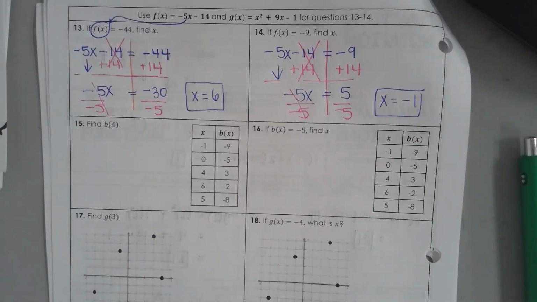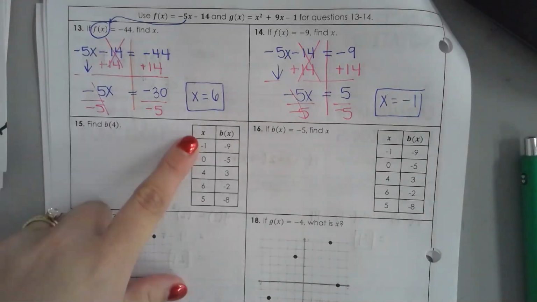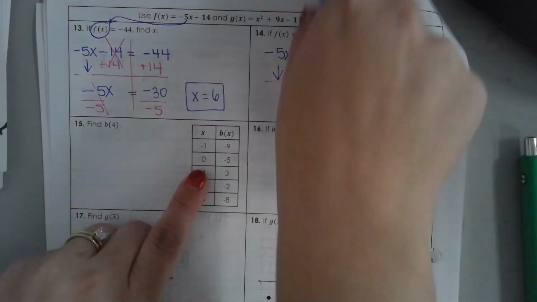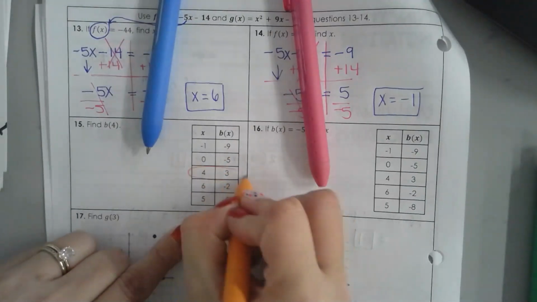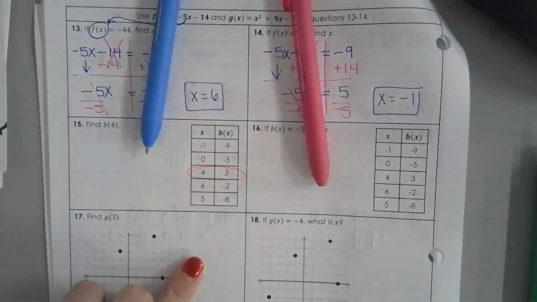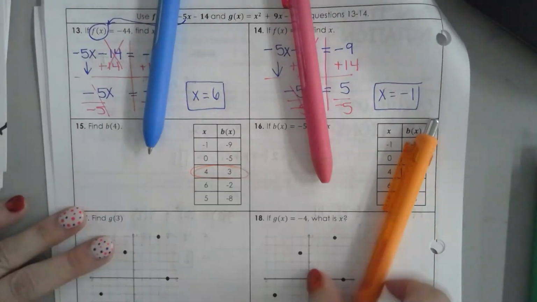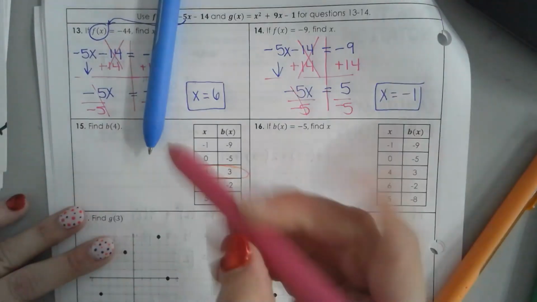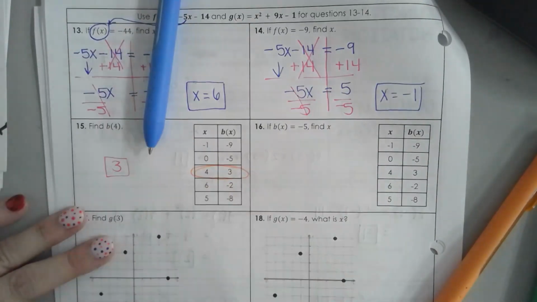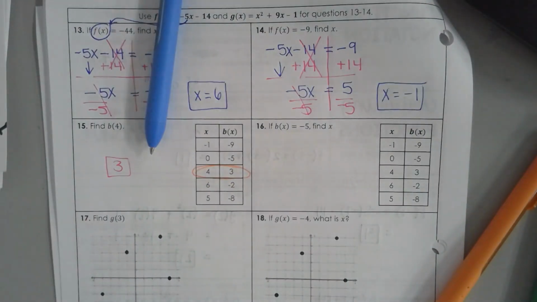So, B of 4. Where's the 4 at? Well, in my question, where's the 4 located? It's in the parentheses. So that means it's your x. So look down here, find an x value of 4. Right there it is. What's the y value? 3. So your answer is 3. I told you.